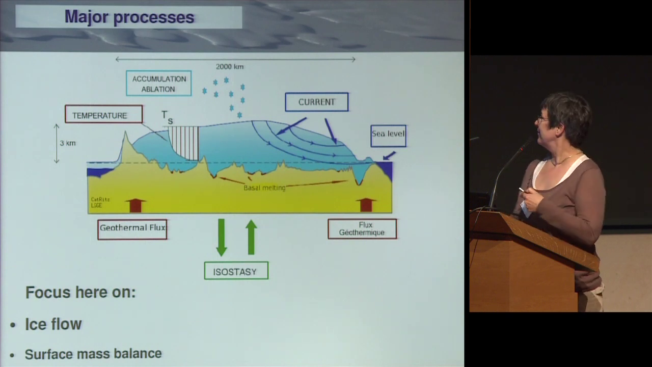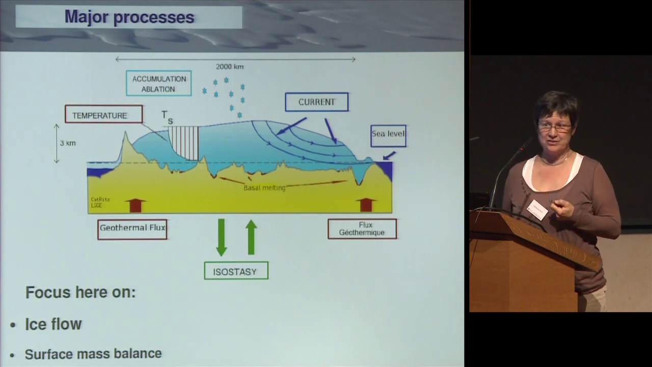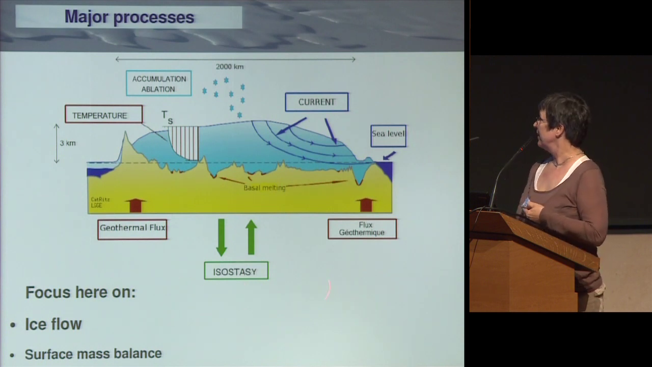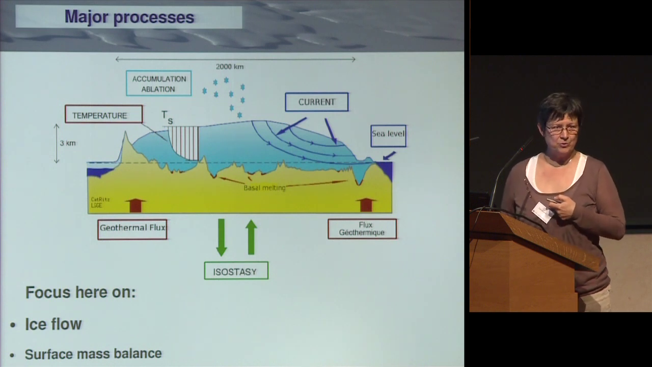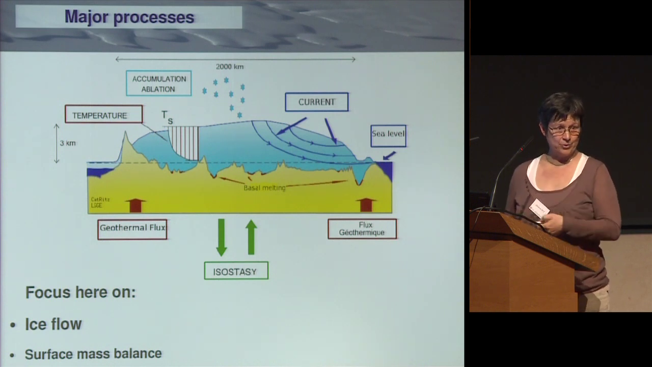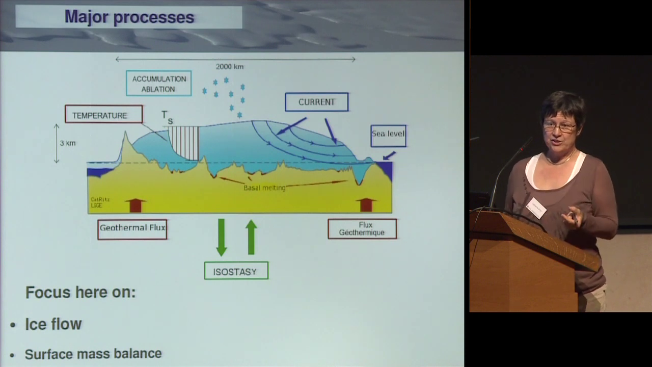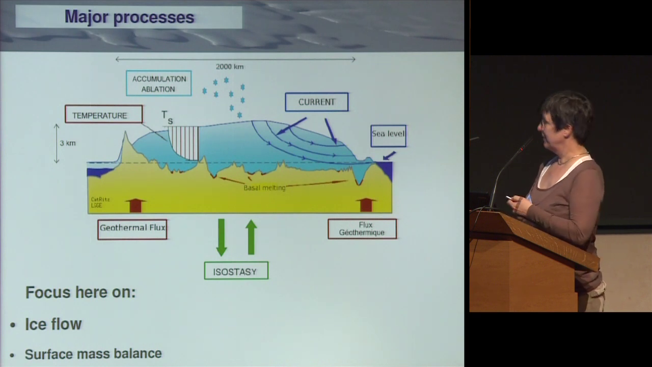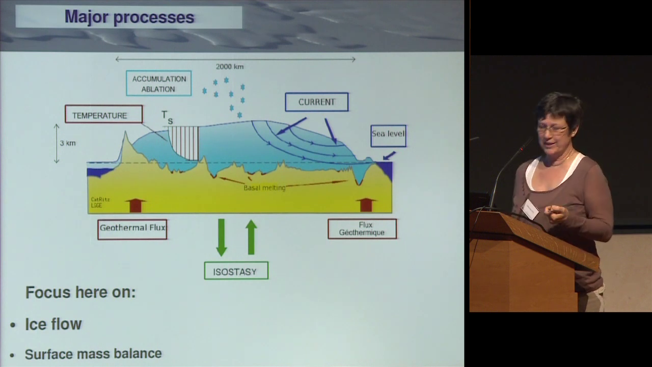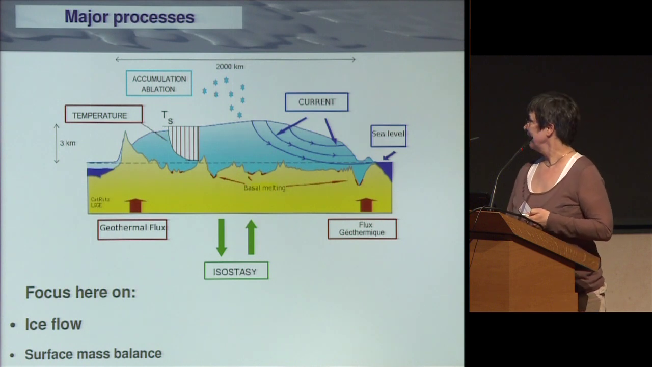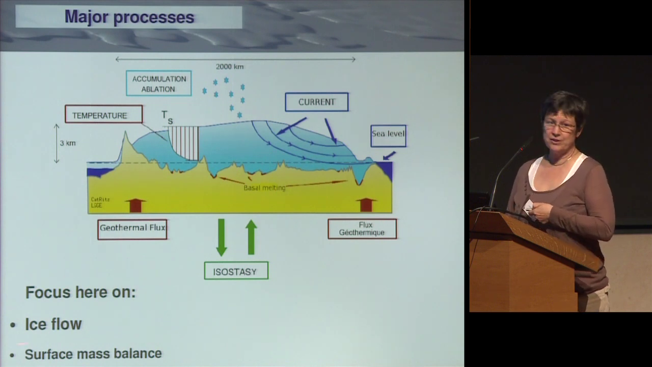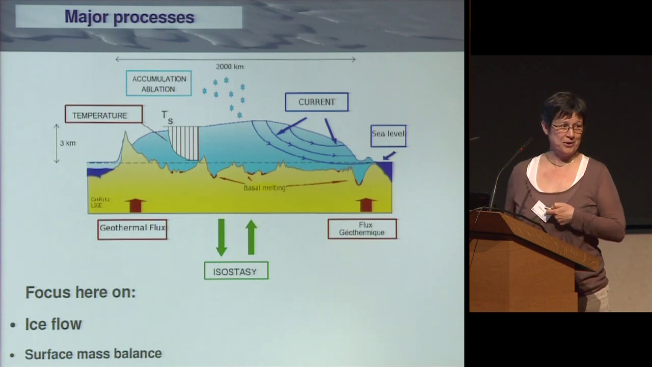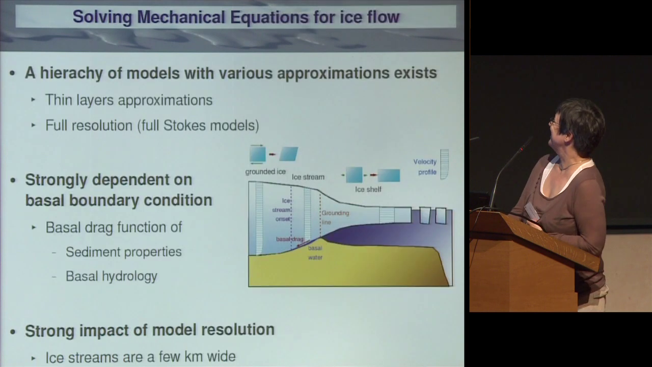So it is this whole system that is solved in ice sheet models, including a simplified way of doing isostatic response, because a change in thickness has about a third corresponding change in position of the bedrock, and we cannot avoid it, but it is in a simplified way. So here I will focus on ice flow and a little bit on surface mass balance. I expected David to speak more about it.